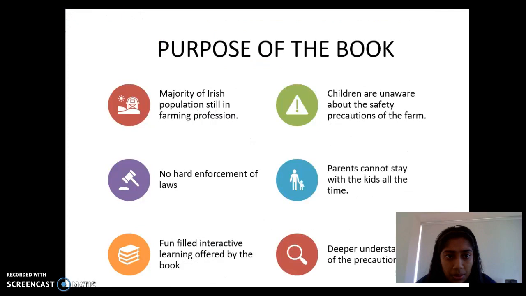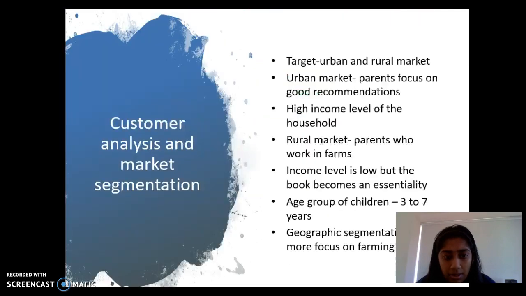Let's move on to the customer analysis and market segmentation. There are two types of customer segmentation for this kind of a book. One can be the urban market and the other can be the rural market. The urban market is a very good focus because you have a group of social omnivores who are basically interested in everything from technology to TV to stories and everything.